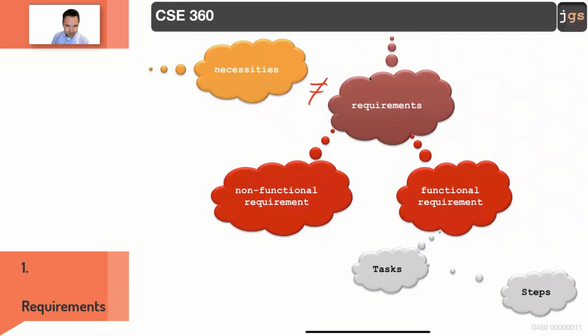Moreover, something that you know from 360 is that you have 2 types of requirements, functional and non-functional. And I asked you in your homework to give me examples of functional requirements and non-functional requirements. And I want to review some of those examples with you, just to be sure that we understand the difference between one and the other.